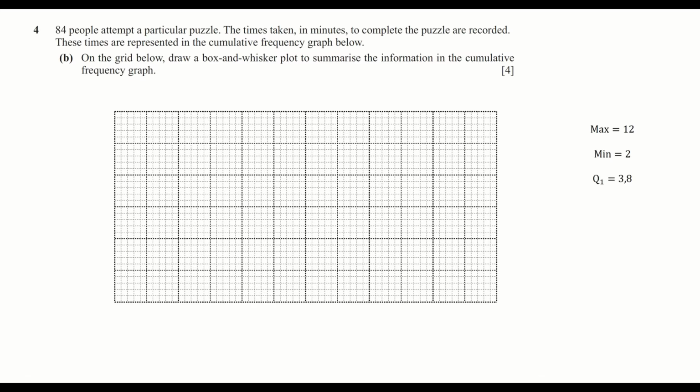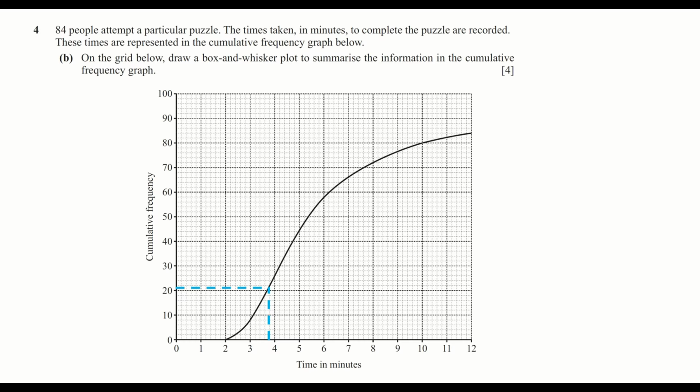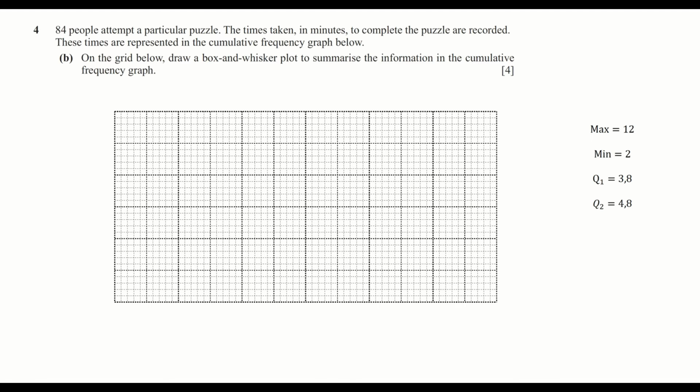Now I can go back to my graph. 21 plus 21 gives me 42. The cumulative frequency of 42 will give me the median Q2. So let's draw a horizontal line to the curve and a straight line down to the x-axis. This touches the axis at about 4,8. So let's make a note of this.